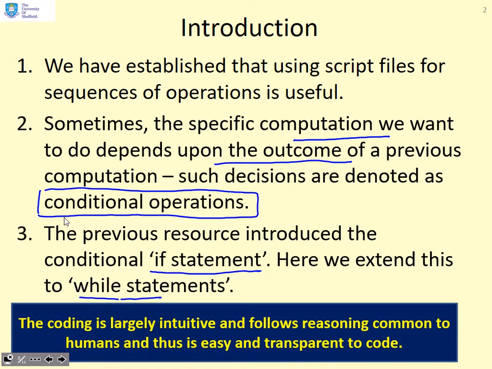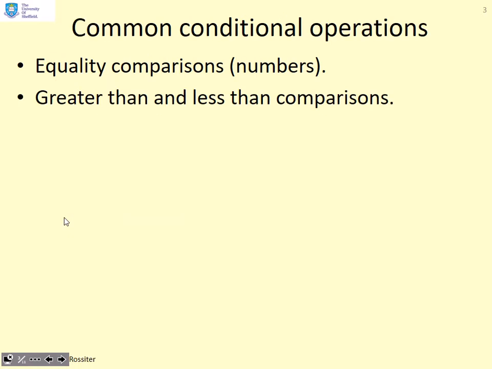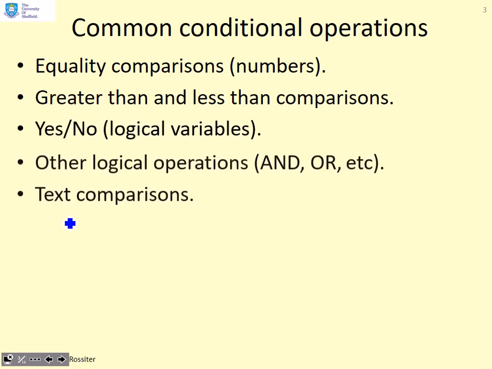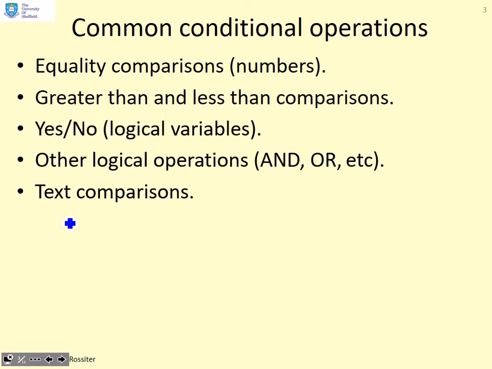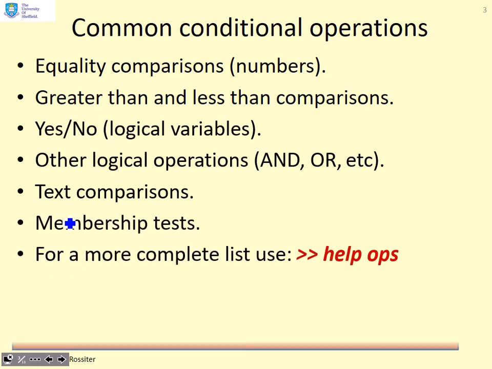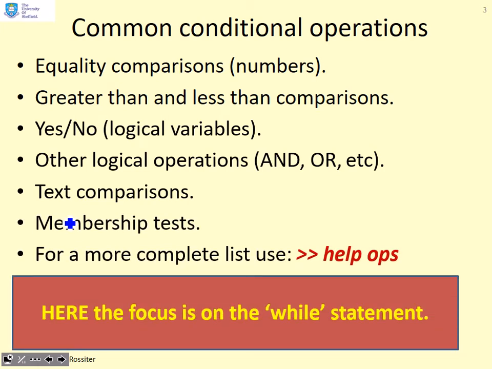And again we make the point that the coding is largely intuitive. If you understand how humans make decisions and how they phrase decisions, you'll find that the way MATLAB sets up the code is very similar. So typical conditional operations we're interested in are things like equality comparisons. Are two numbers the same? Is one number bigger than another number? Logical variables, yes and no. Logical operations such as and, or, text comparisons, and so on. Here we're going to look at how the while statement uses some of these conditions.